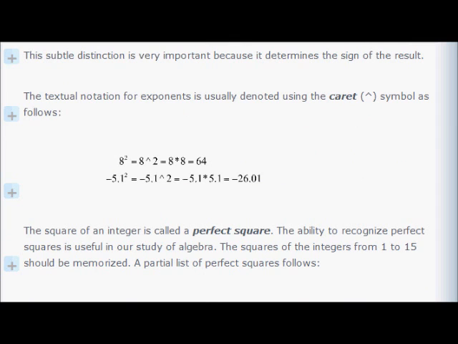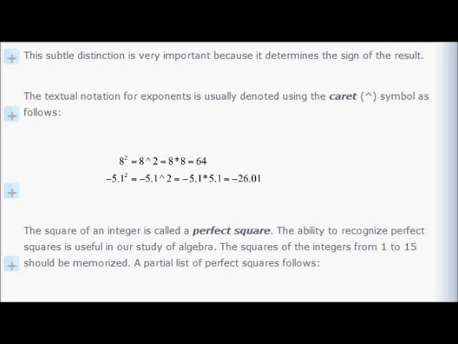The textual notation for exponents is usually denoted using the caret symbol. If you've ever used software like Microsoft Excel, you've probably seen this caret sign. It doesn't look like a vegetable, the carrot. It just looks like, I guess, the top part of a diamond shape. And so 8 squared is shown as 8 caret 2, which is 8 times 8, which is 64.